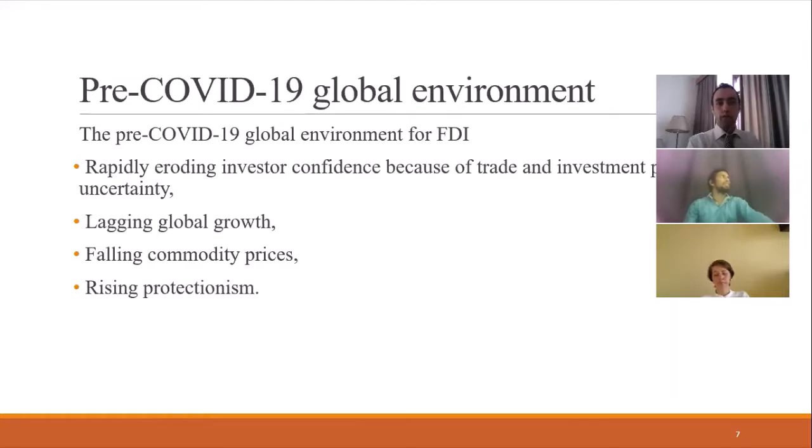The factors that affected the economy during this period were rapidly eroding investor confidence because of trade and investment uncertainty, lagging global growth, falling commodity prices, and rising protectionism. These are the factors that affected trends of FDI before the COVID crisis.